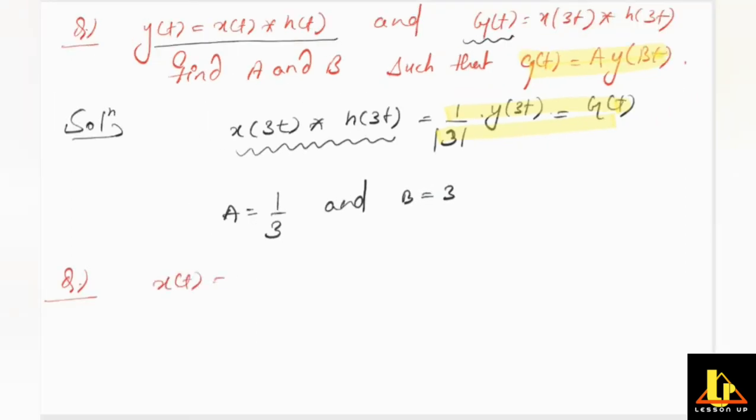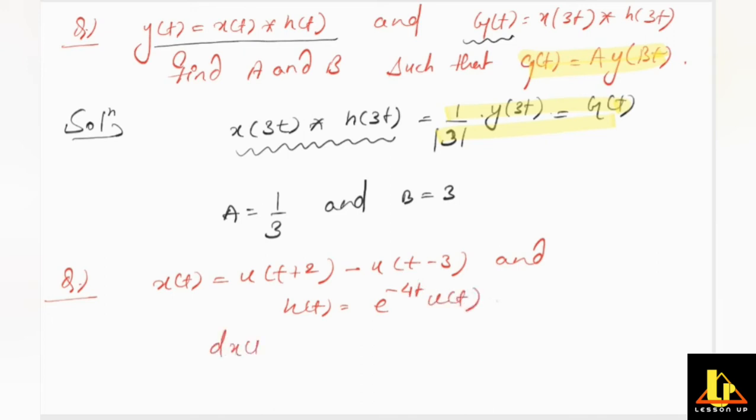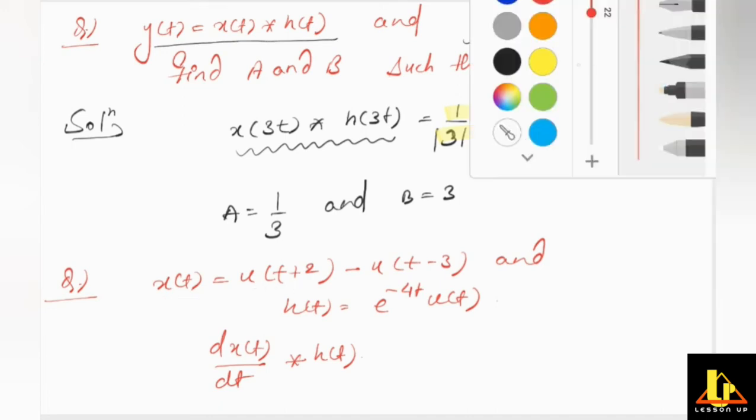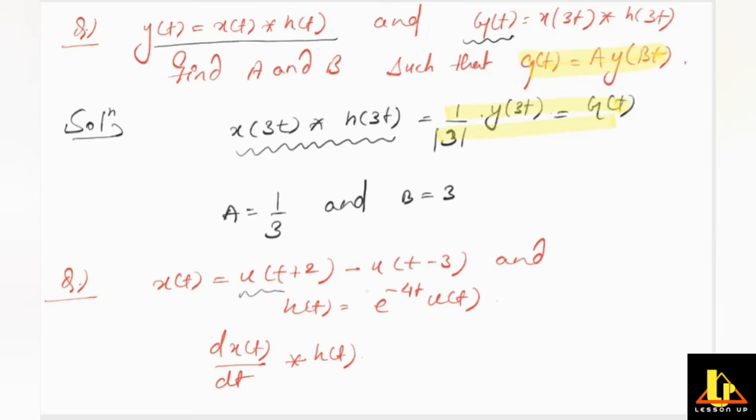In the next question it is given x of t is equal to u of t plus 2 minus u of t minus 3, and h of t is equal to e to power minus 4t u of t. We need to find the value of dx of t by dt convolution h of t. Now according to the property, the differentiation of unit step is impulse. So if we differentiate x of t, we will get the equation in the form of impulse signals.